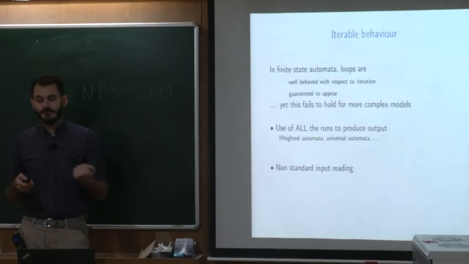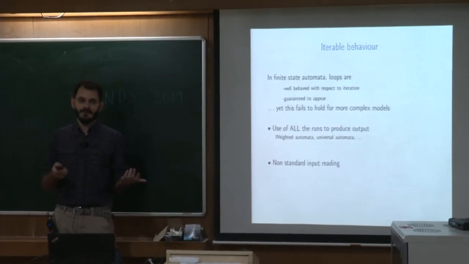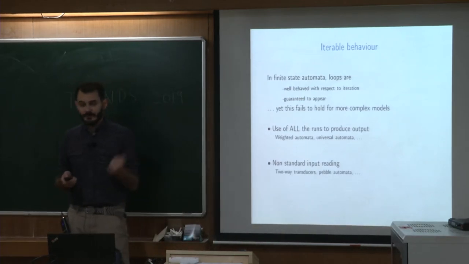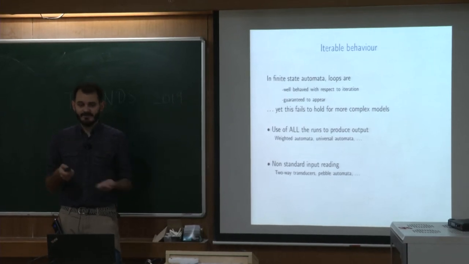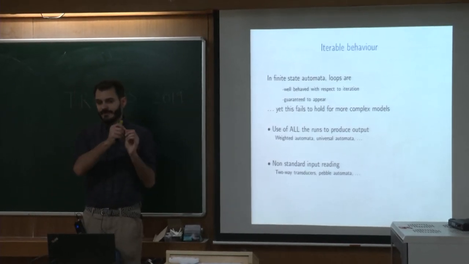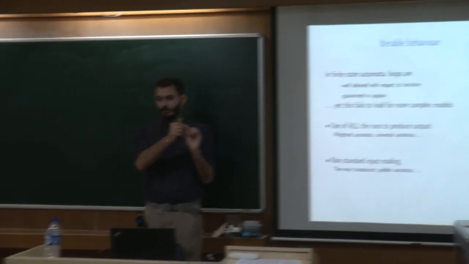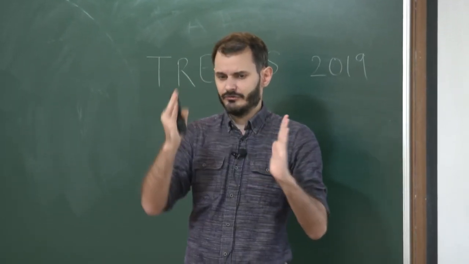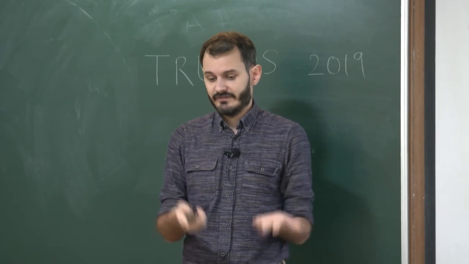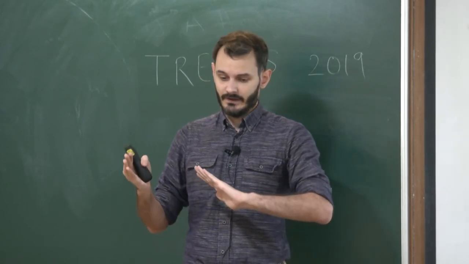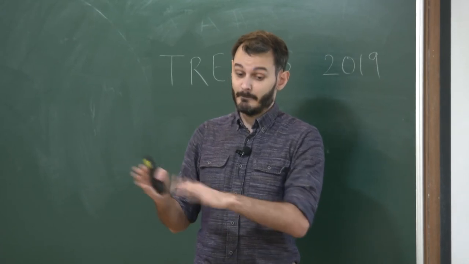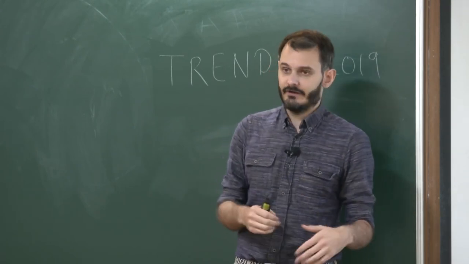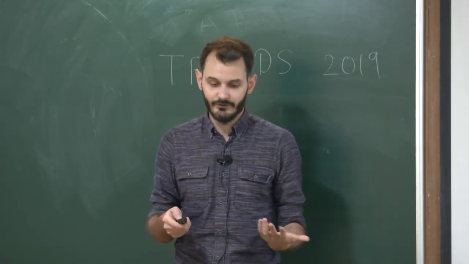Same thing when we have models of automata that read the input in a non-standard way. So for example, two-way transducers or pebble automata. The problem is kind of the same here. Maybe the first time we go through a factor of our word, I will actually loop. But then if I come back later, I might do something else. So do I still consider this as a loop or not? And same thing, whatever I choose, either this will be something that might produce chaotic behaviors once iterated, or I ask too much and I have no guarantee that this thing will appear.